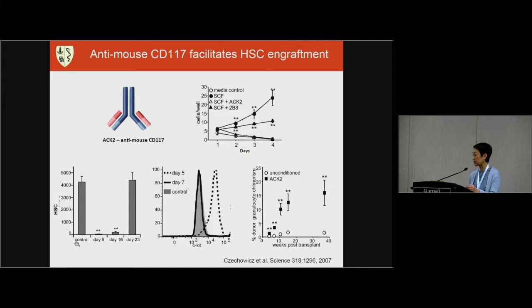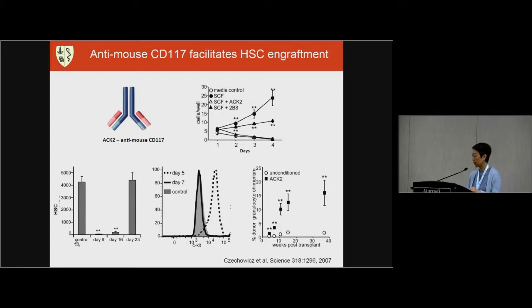And she went on to test in vivo, and these are the in vivo studies below, the ability of this antibody to deplete endogenous stem cells. So as shown in this panel, if she treats the animals, mice, these are immunodeficient mice, with ACK2, there's transient depletion. So we're looking at around day 9 and day 16, but then there's rebound around day 23. So it's a transient effect, transiently depletes the stem cells.